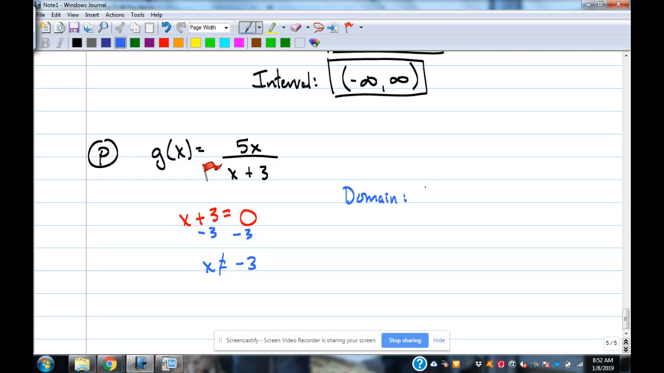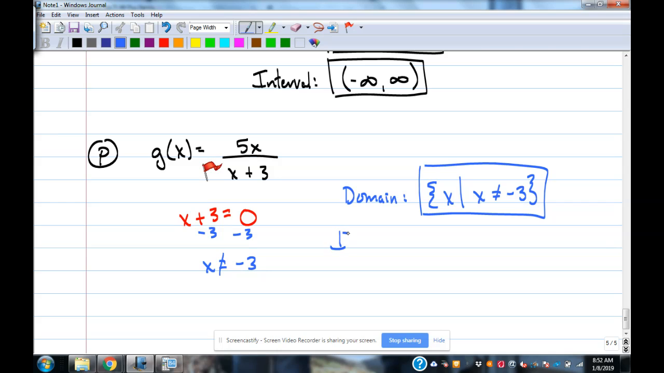Okay. So our domain in set notation, that's the easy one, because you're more used to it. It's all x's as long as x isn't negative 3. That's how you write the set notation for that. So x such that x does not equal, an equal sign with a slash through it, -3.